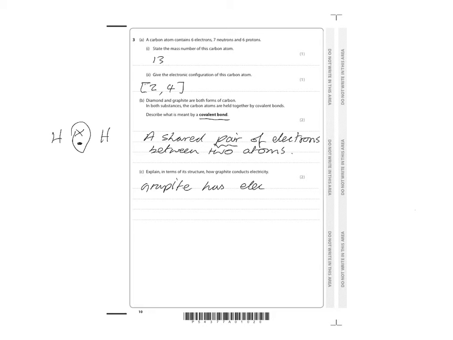Now, you had to say that graphite has electrons which can move between the layers and carry charge. The charge carriers are electrons, so you've got 1 mark for electrons, and the fact that they can move. Saying they're free electrons or delocalized electrons is okay, but you had to say that it was electrons and that they could move.